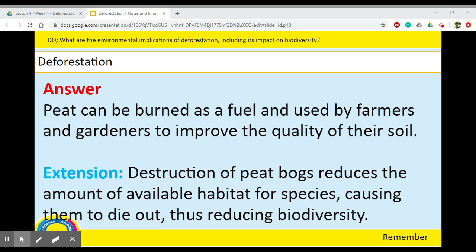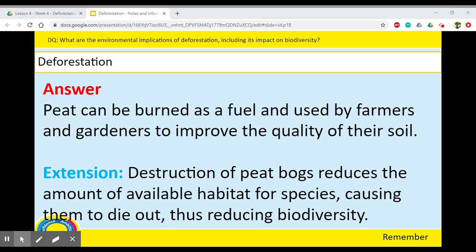And how does the destruction of peat bogs affect biodiversity? The destruction of peat bogs reduces the amount of available habitat for species, and some species only live in peat bogs. So we could be losing entire species by destroying our peat bogs. And as we know, a reduction in species is going to be a reduction in biodiversity.